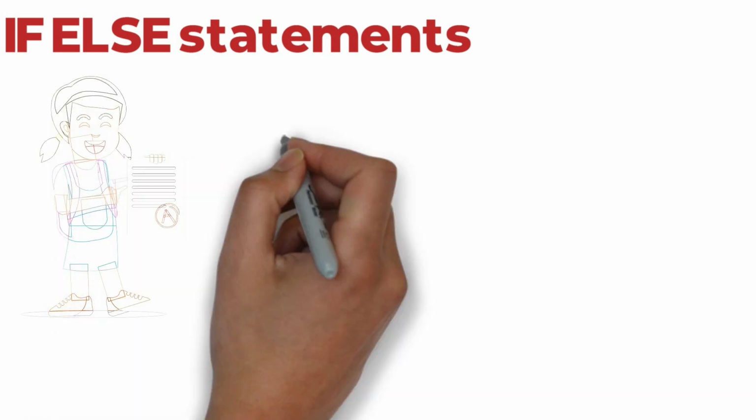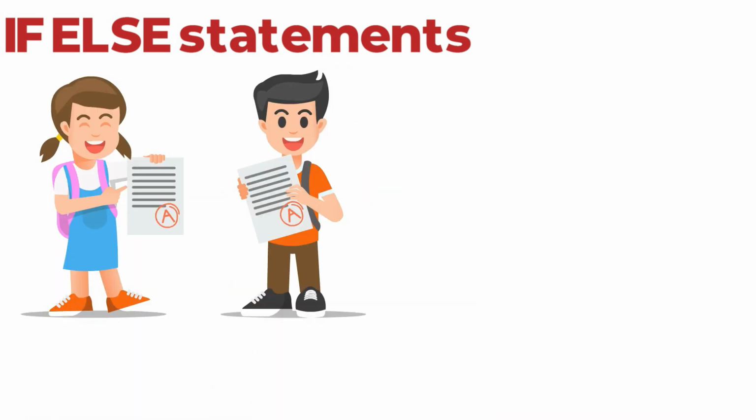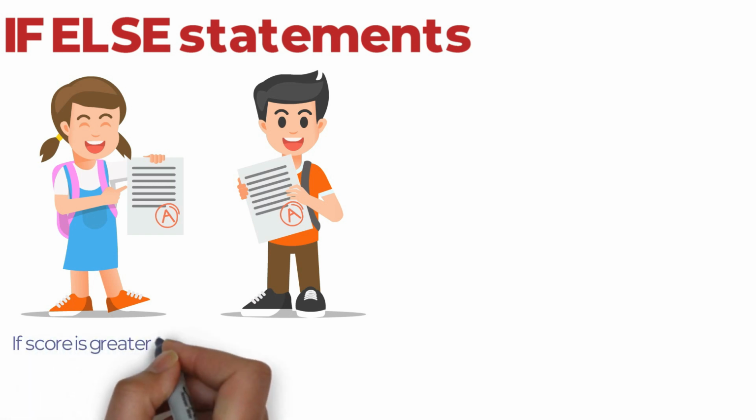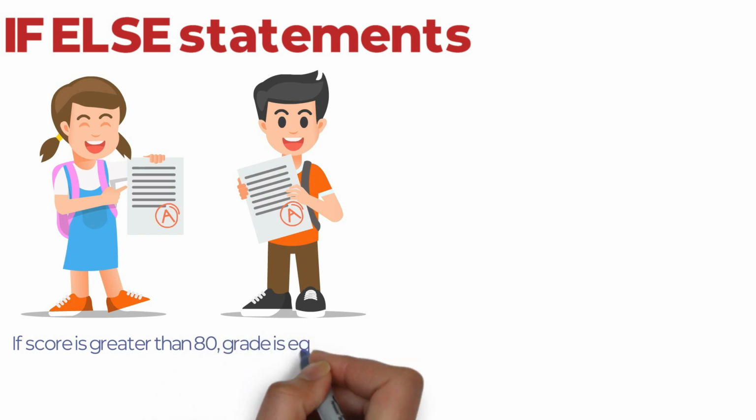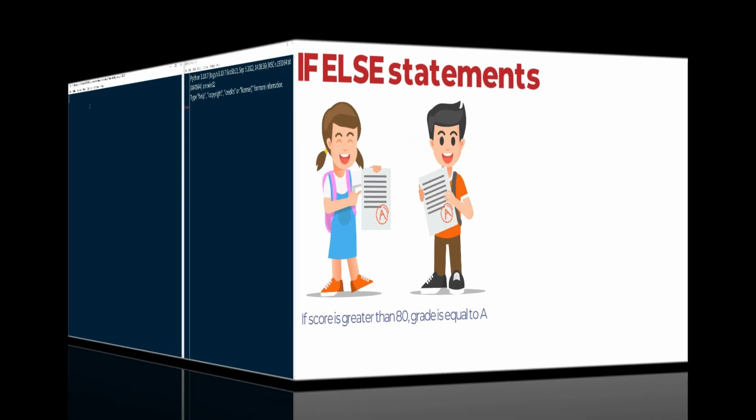I want us to think of a school's grading system. We know that once you take your exams, you get marks, which are then converted to grades following certain conditions, such as if you score more than 80%, you get an A. Now we can implement such logic in Python. So let's explore the syntax of Python's if-else statements.